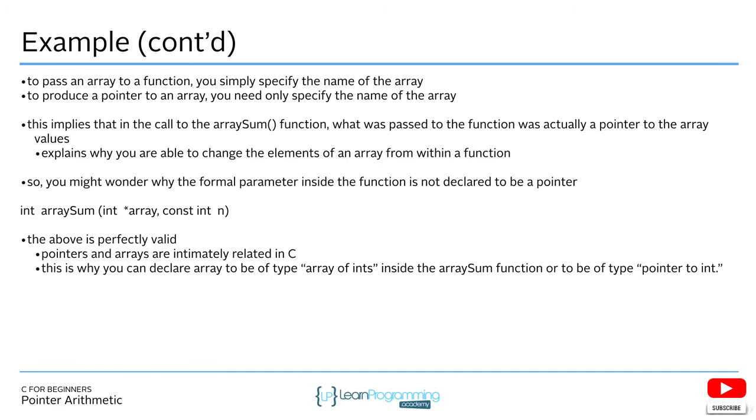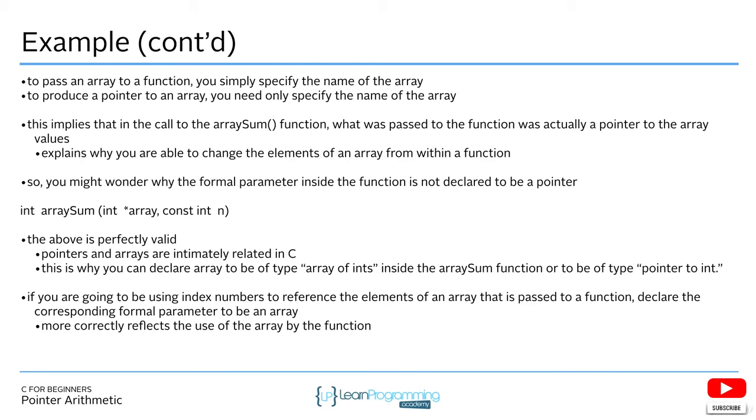Well, it could be. We could just do something like this: int array sum, int star array. We don't need to declare that as an array. It's perfectly valid, because arrays and pointers are the same, that we can say int star array. We mentioned they're really closely related. So you can declare an array type to be a type of array of ints inside the array sum function, or you can declare it as a pointer to int. And that's why you see many functions that accept arrays as parameters or as arguments, where the parameters are actually pointers.